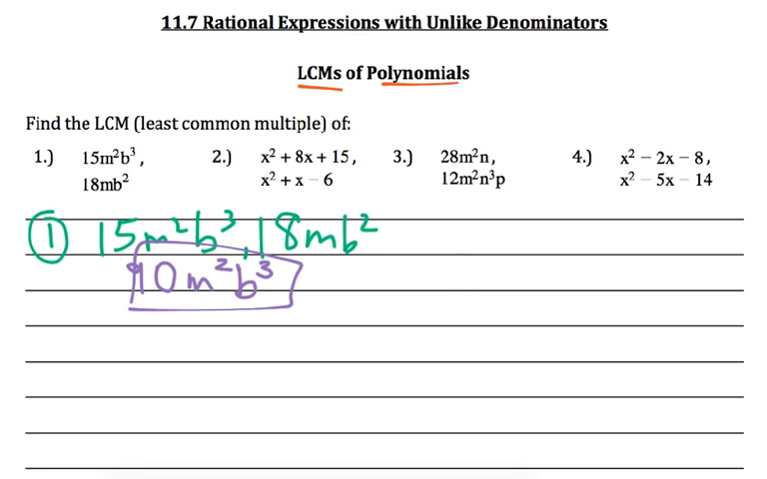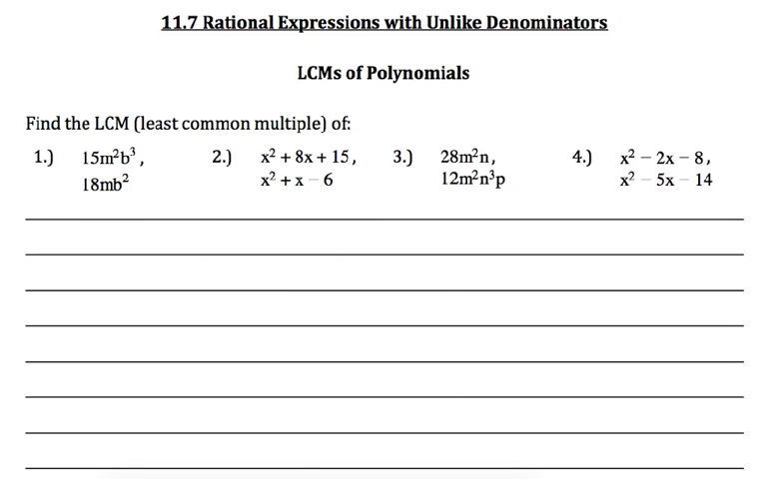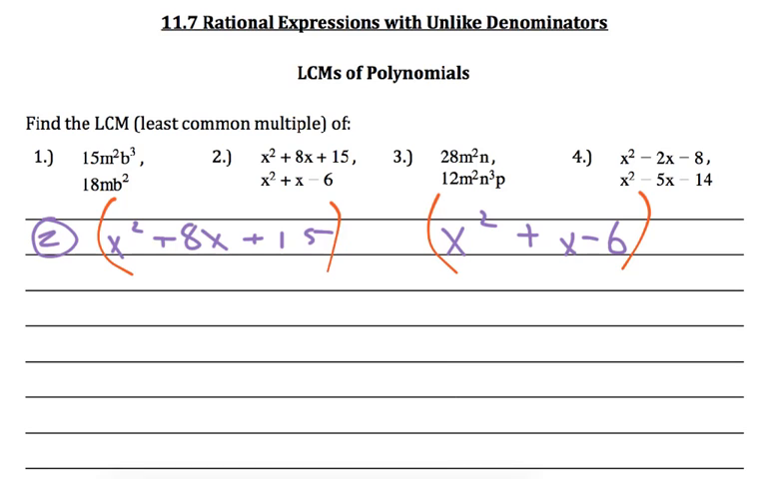Now, problem 2 is going to be a little bit more challenging because let's rewrite it. We've got x squared plus 8x plus 15. But then on the other side, you have x squared plus x minus 6. So here's what the temptation might be. Well, why not just multiply the entire thing by the other and call that the least common multiple? Well, they would be multiples of each other, but they wouldn't be the smallest possible value you could get.